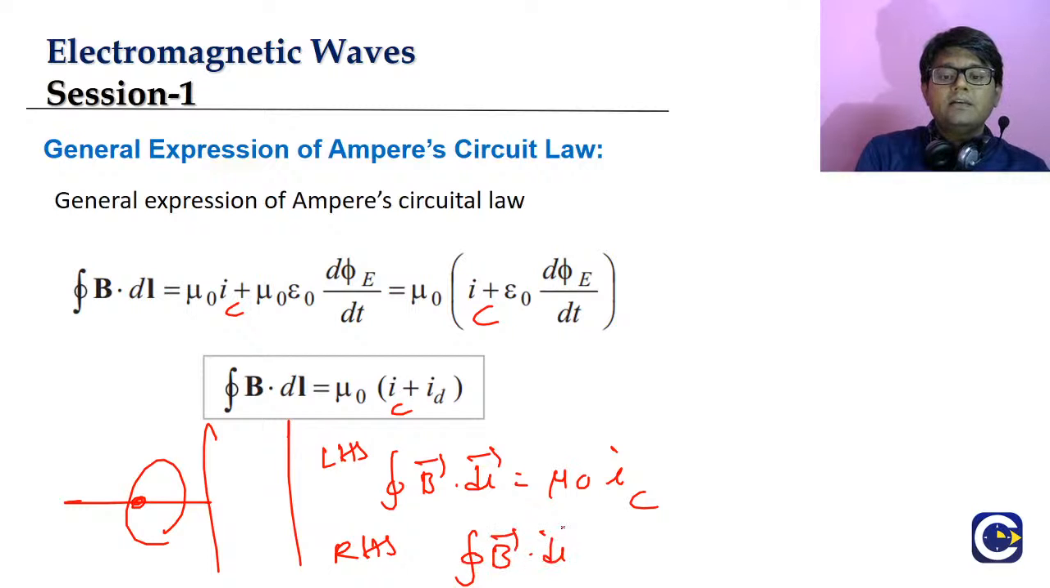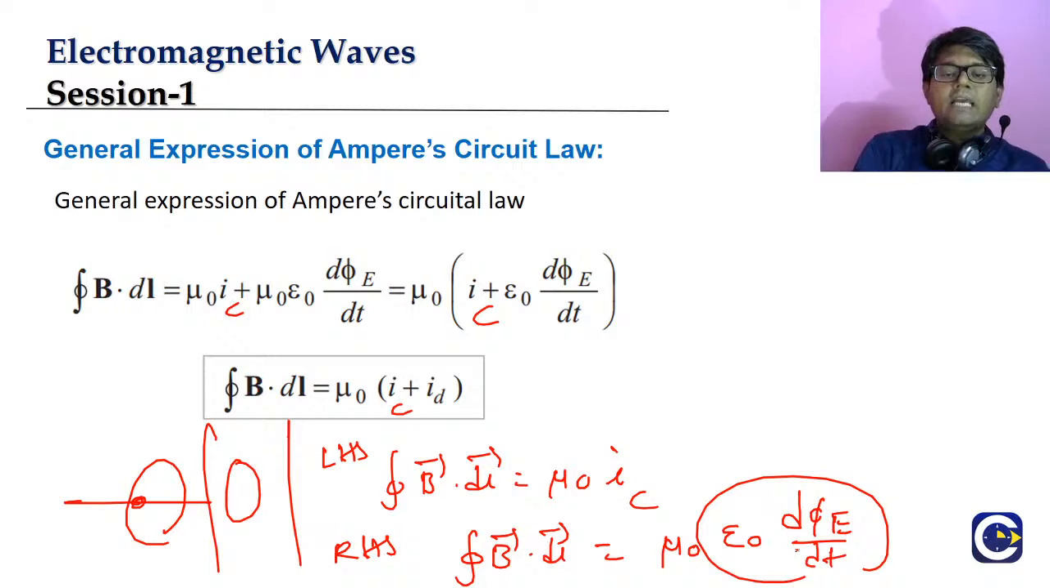Integral B dot dl. What does the right hand side mean here? What is the form we are using? Mu naught into epsilon naught d phi E by dt. Then only we have the continuity of the Ampere's loop rule. But if you want to look at the overall function, what will the overall function be?